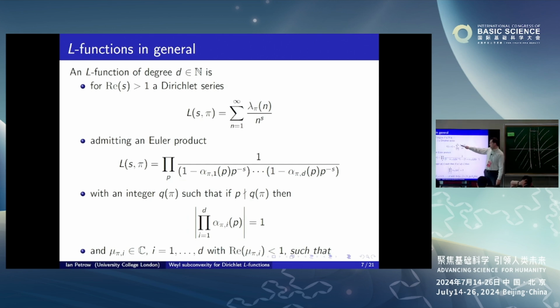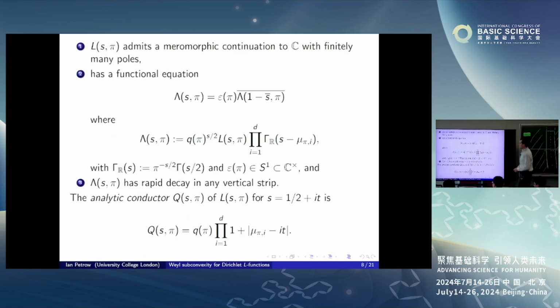That means these must have some sort of multiplicative property to them. And it comes with an integer. This integer is just 1 in the case of the zeta function, but it comes with an integer such that the product of linear factors here doesn't degenerate away from the primes dividing this conductor. And then there are some Archimedean spectral parameters, which I'll call mu pi i.